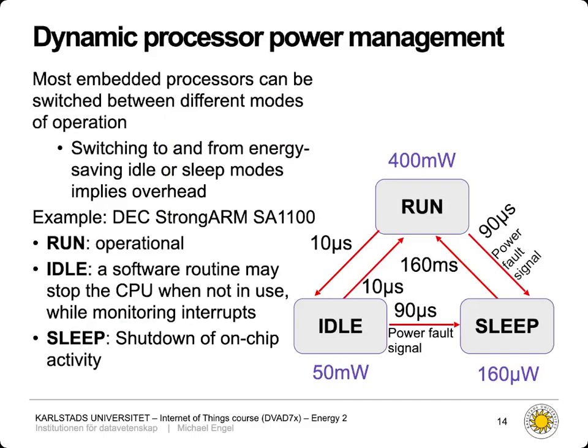So the final way to save energy we want to discuss here is dynamic processor power management. Most of the embedded processors available today actually support running in different operation modes. For example, we see a diagram on the right-hand side here. We have 3 different operation modes. We have a run mode where the CPU is running at full speed and uses a lot of power, like 400 milliwatts in our example here.